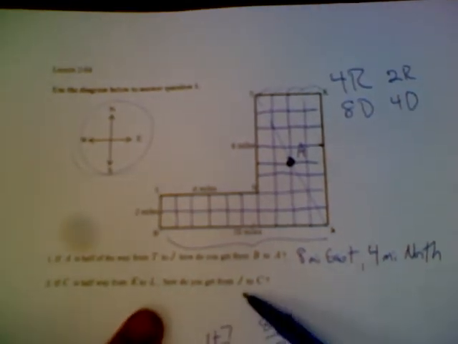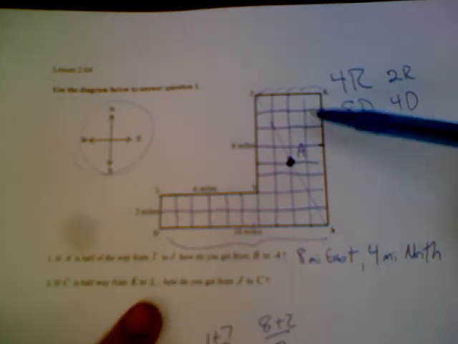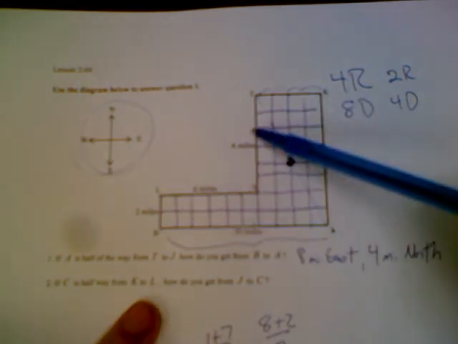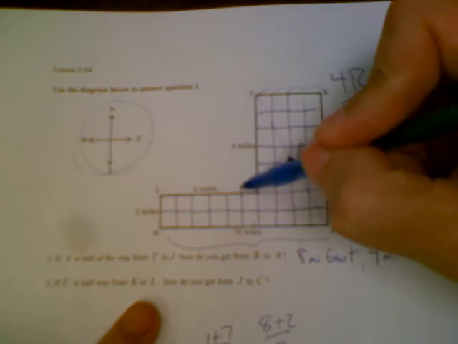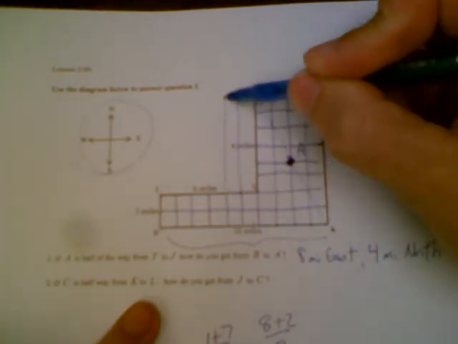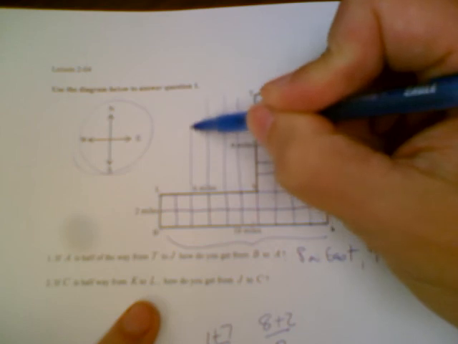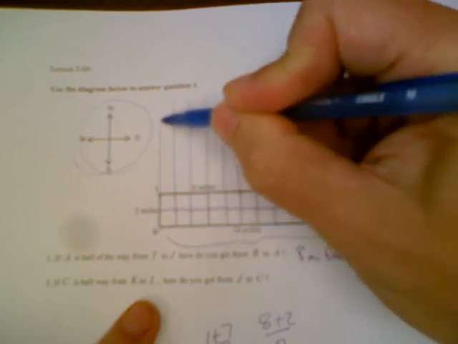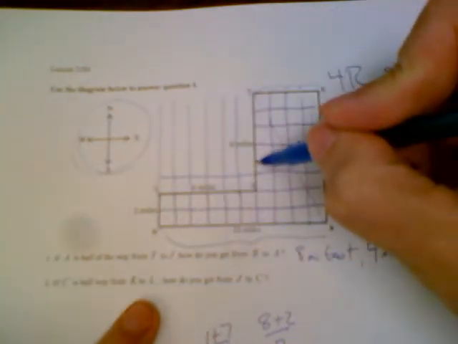And number 2 is just like it. C is halfway from K to L. Uh-oh. Looks like I might need to extend my grid up into this open space here. So I'll do that. And then I can count my way very carefully halfway from K to L. From K to L is going to be 10 miles to the left, 10 left, and then 1, 2, 3, 4, 5, 6 down, 6 down.